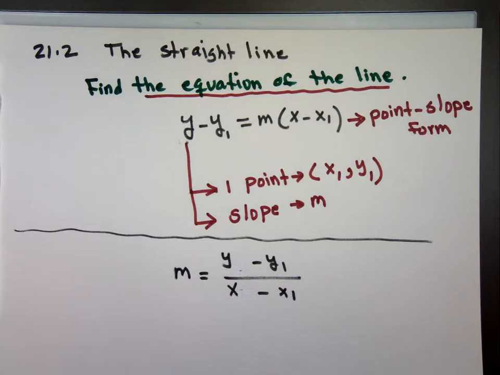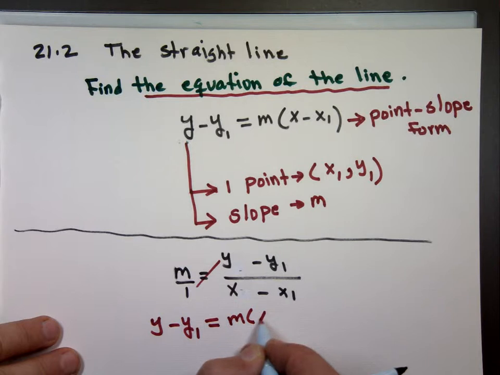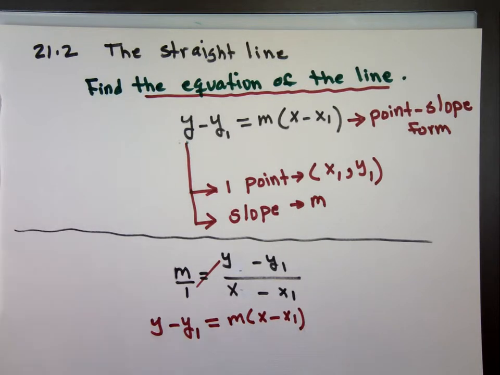Now try to solve it. This is over 1. How do you solve a problem like this? Cross multiply. y minus y sub 1 equals m times x minus x sub 1. So it might look like a new equation to you, but it's really the slope equation. Instead of y2 minus y1, we call them y minus y sub 1, and instead of x2 minus x1, x minus x1. So let's take some examples and go through them and see.